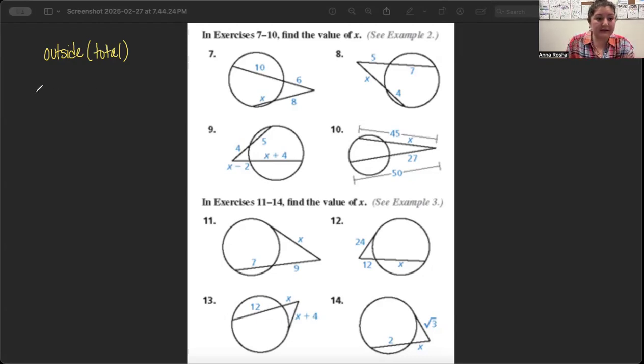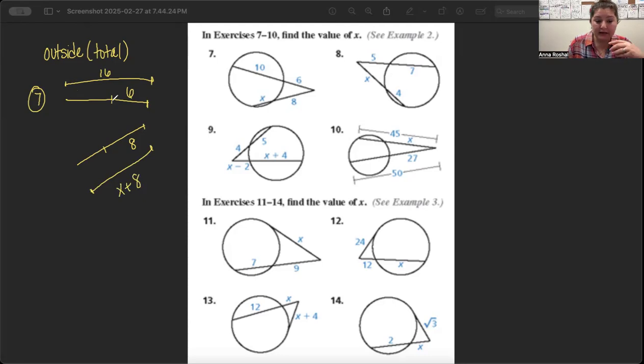If we take a look at problem 7, I have an outside portion, starting from here to here, that's the 6. Then I have the total portion, which goes the whole way and is 16, right? I also have the other line that goes in this direction. The outside portion is 8, and the total portion is x plus 8. I got this 16 because I know this portion is 10. I got this x plus 8 because I know this portion is x.